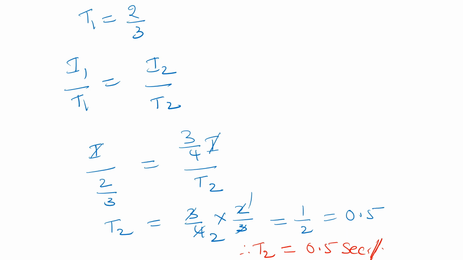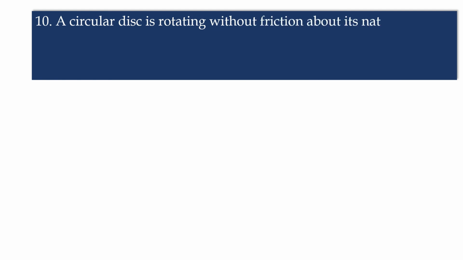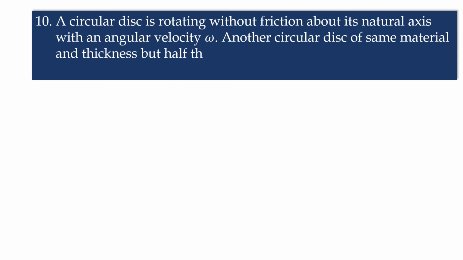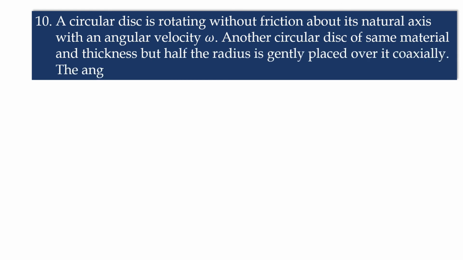Okay, we'll go to the next one. A circular disc is rotating without friction about its natural axis with an angular velocity omega. Another circular disc of the same material and thickness but half the radius is gently placed over it coaxially. So the angular velocity of the composite disc will be, here we have to calculate the angular velocity of the disc. Now let us go to the solution.